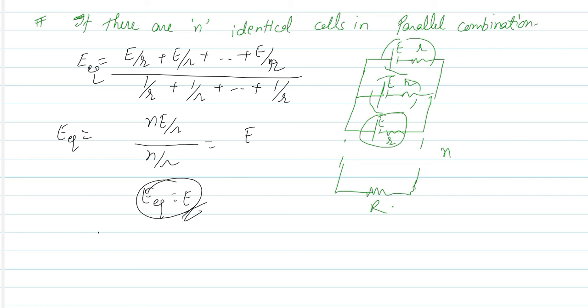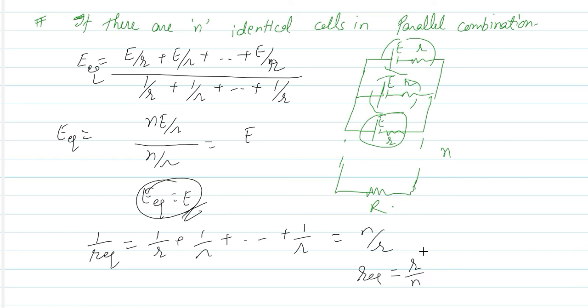Now let's try to write the equivalent resistance for this case. You will find 1 by R plus 1 by R up to n times. So you will write this as n by R, meaning R equivalent comes out to be what we discussed in the parallel combination of resistances. It is also the same expression, R equivalent equals R by n, right students? So this is the expression for R equivalent.